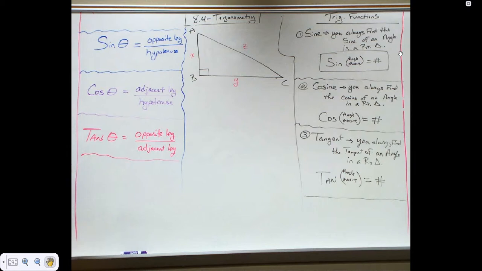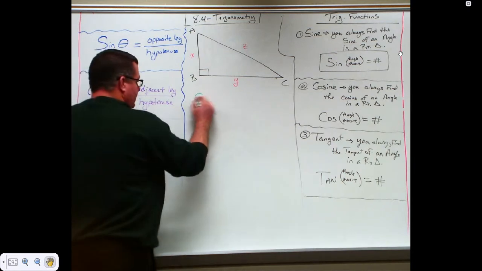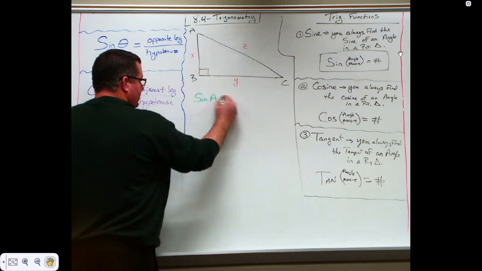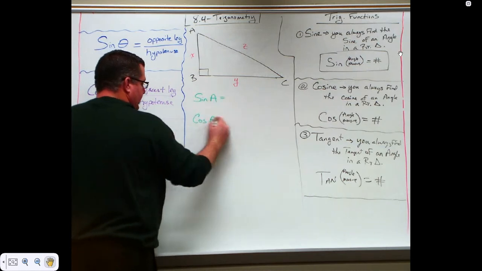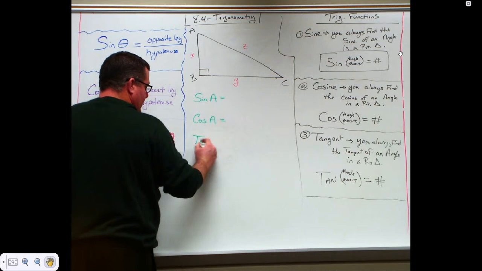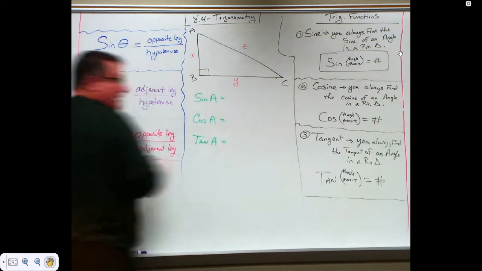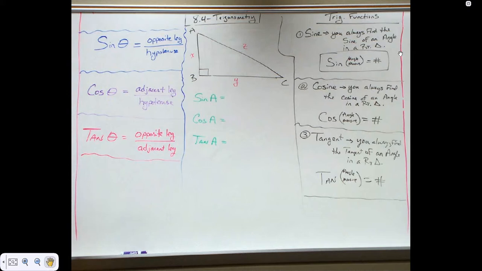So what we're going to do is look at this picture up here. What I want us to do is find the sine of angle A, the cosine of angle A, and the tangent of angle A. Now I know we're not going to get numbers for this, but I want us to look at this and see if we can tell what that would be. I'm going to give you a second to write this down. Let's talk about this.